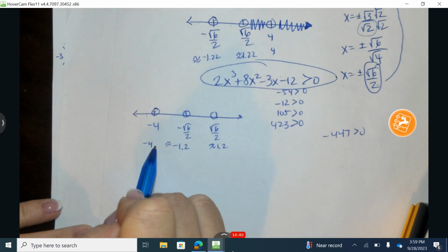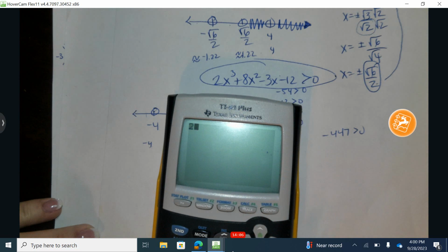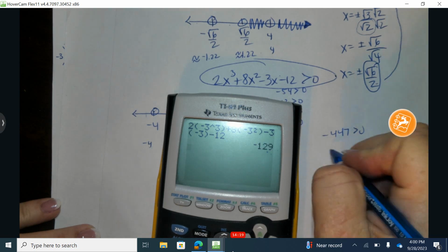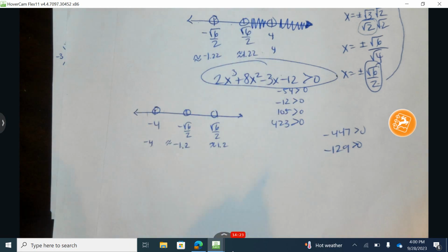Now I'm going to choose something in between, like -3. 2 times -3 to the third plus 8 times -3 squared minus 3 times -3 minus 12. Ooh, is -129 greater than 0? That's not a true statement either, so I'm not going to shade there.